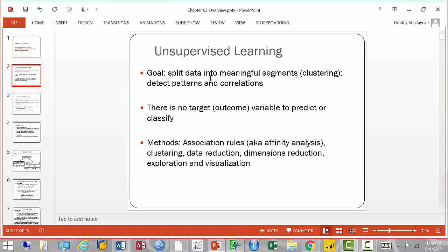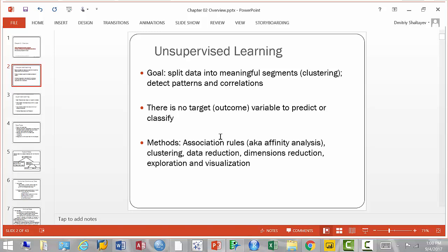So there is no specific column in my data set that I'm trying to predict. That's basically what unsupervised learning means, okay? There is no target variable or outcome variable or dependent variable. I'm not trying to predict certain things like sales, for example, okay?